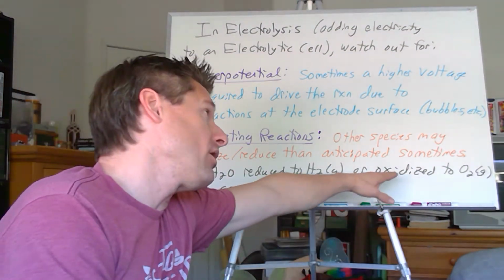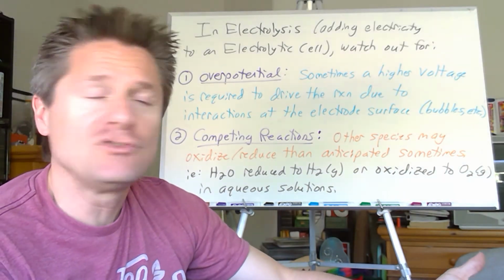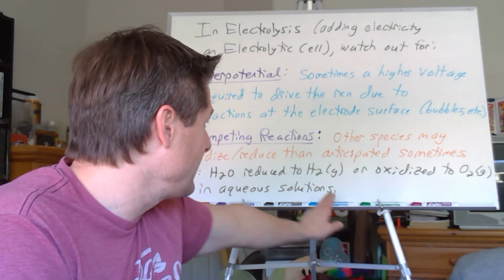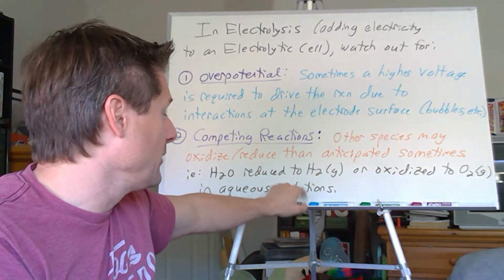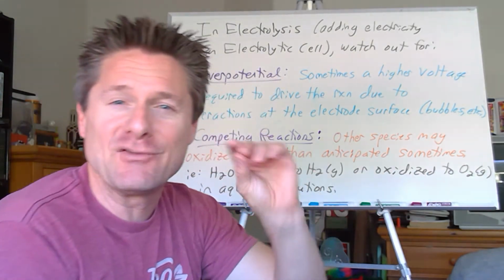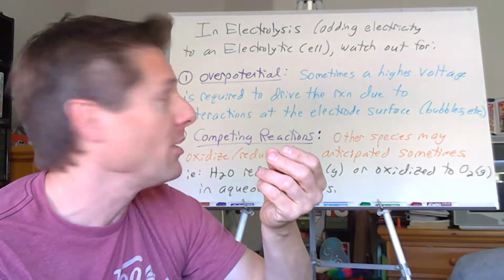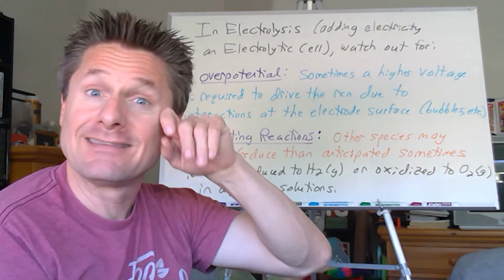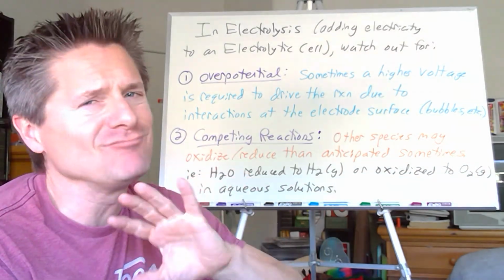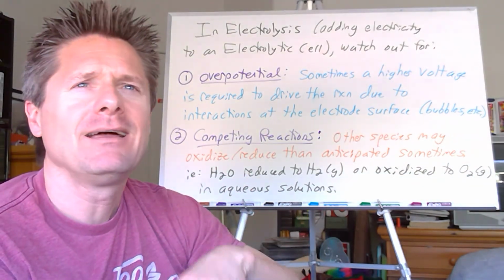Or sometimes water can get oxidized to O2 gas, right? So in this case, you're taking the +1 hydrogen going to 0. Right? So that's being reduced. In oxidation, you're taking the -2 oxidation number in water and going to a 0 for O2 gas. That can happen, side reactions. Don't worry about it in this class.